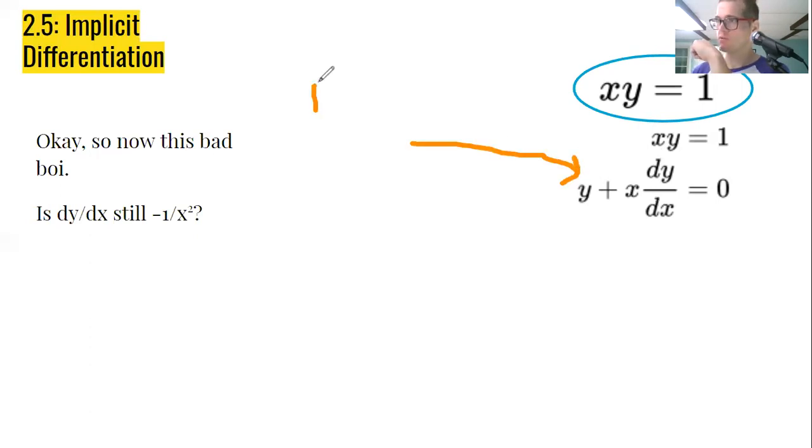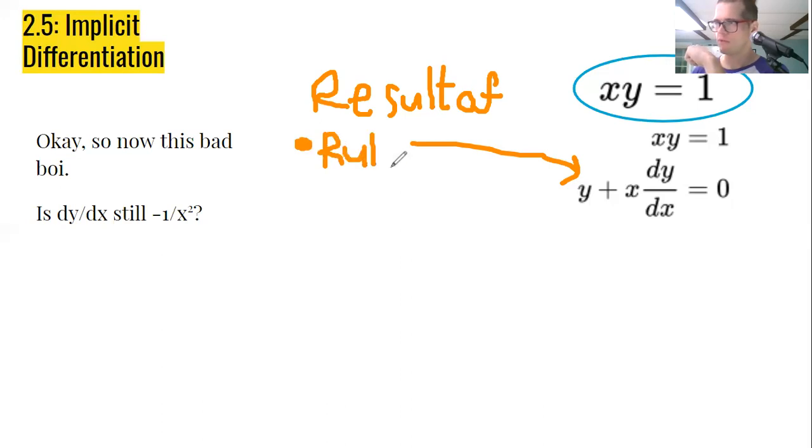This is a result of the product rule. Because again, if you think about it, derivative of x is 1. So 1 times y plus x times the derivative of y with respect to x. Again, that would just be 1. But then we have to multiply by dy/dx because it's a composed function.